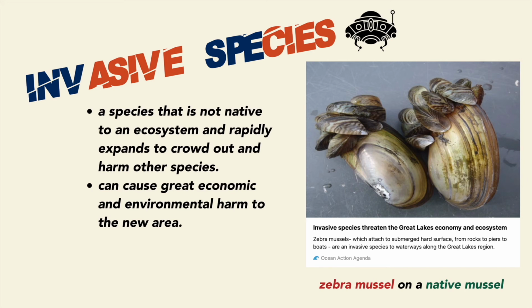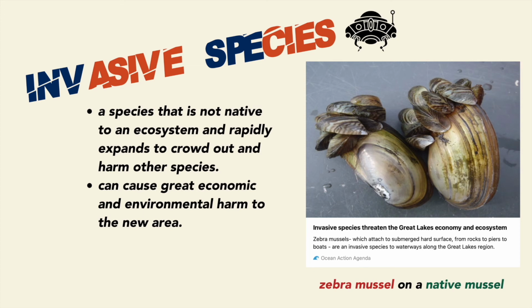To be invasive, a species must adapt to the new area easily. It must reproduce quickly, and it must harm property, the economy, or the native plants and animals of the region. And many invasive species are introduced into a new region accidentally.